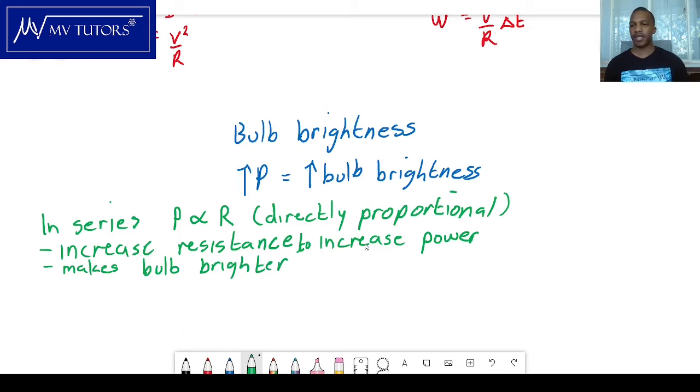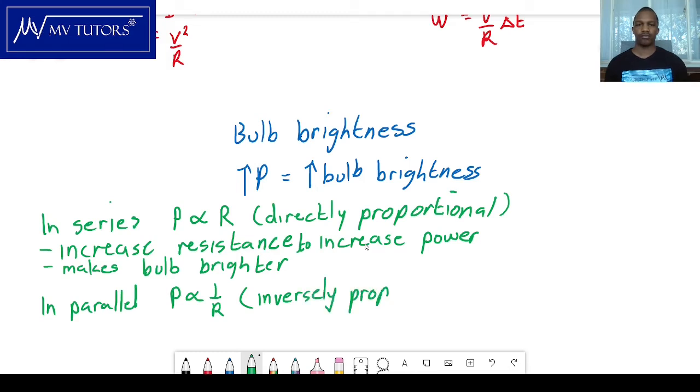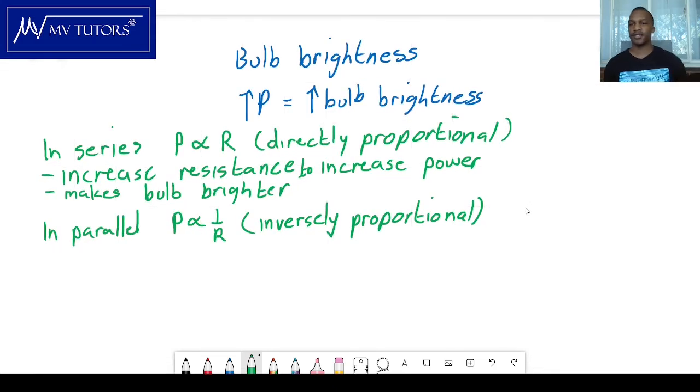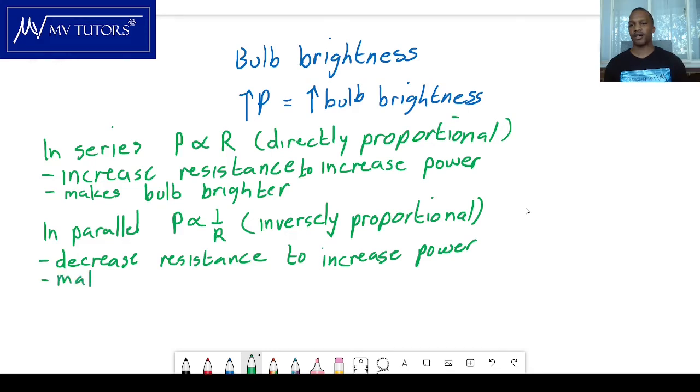But now what if we're in parallel? So in parallel, actually it's like this. The power is inversely proportional to resistance. So how do we make power increase if resistance is inversely proportional? That means we need to decrease resistance in order to increase power, because the whole thing is about increasing the power. So we need to decrease resistance, and that will make the bulb brighter.